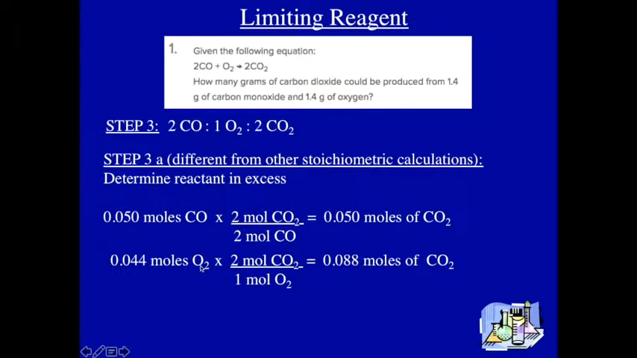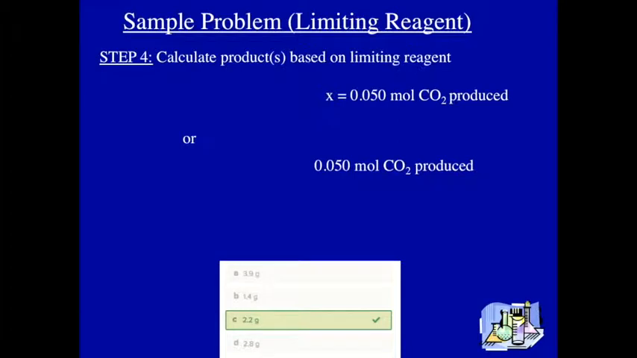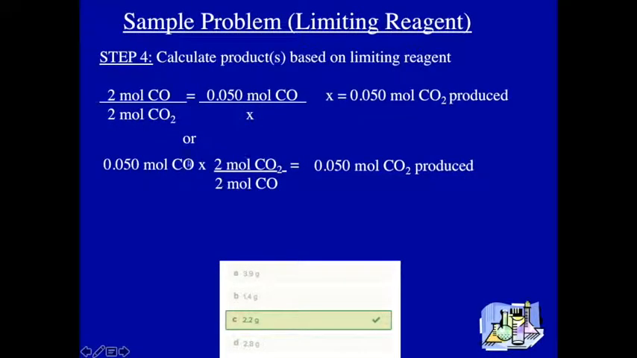So obviously the limiting reagent here is carbon monoxide, and we will put our step 4 calculations where we calculate the products based on the limiting reagent. So we can do the cross multiplication method that I taught earlier, which is 2x equals 2 times 0.050, or we can cross out our units that are given and have the units requested, because really we want to solve for the units of carbon dioxide that we produce.